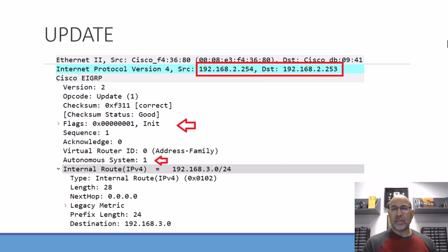And here is an example of an update packet. So this is from 2.254 in this topology, right, going to 2.253. So this is unicast. And we're now seeing a couple things. We've got our init flag set saying, hey, look, I agree with you. Let's exchange topology information. And then we've got a sequence number here.